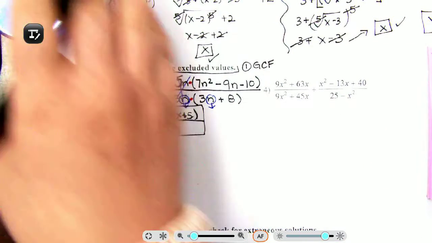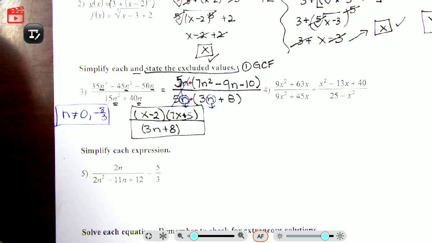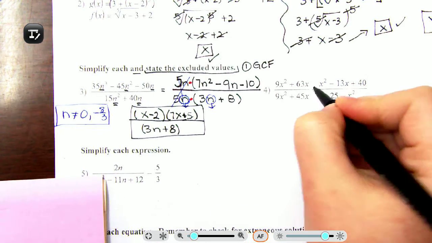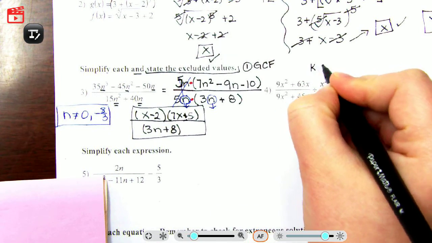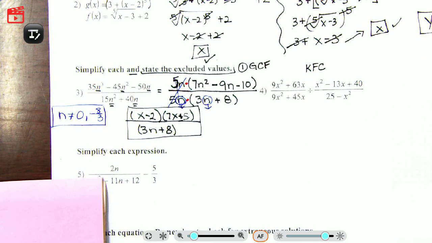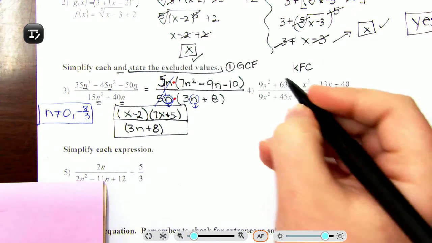Okay, number 4. Again, factor, and then factor some more. The first thing I'm noticing is it is a division problem, so we need to do KFC. And then one super thing I want to address on this problem is your excluded values. On your quiz and on the review, I'm noticing some hiccups when it comes to stating excluded values for division. So we'll mention that in a little bit.